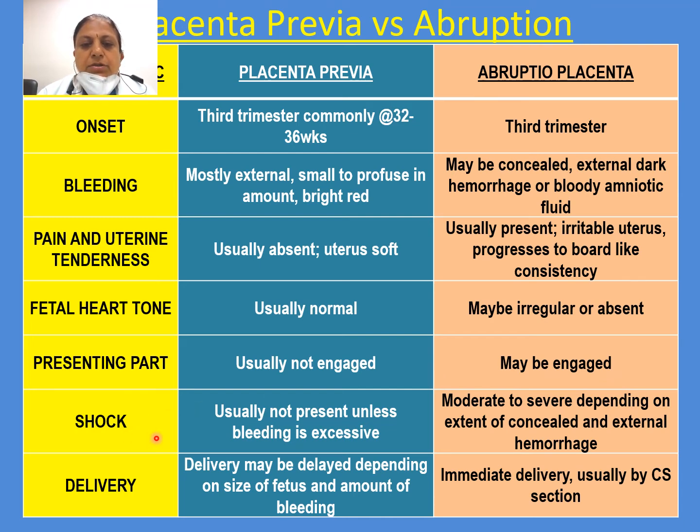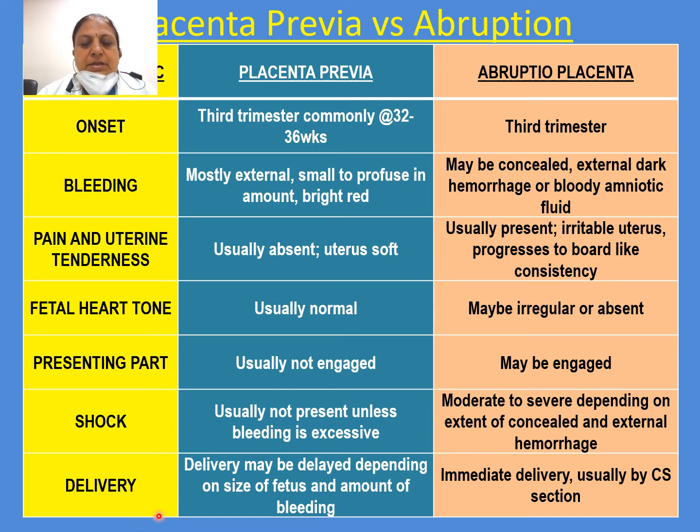Then coming to shock. Usually shock is not present in placenta previa unless the bleeding is excessive. But in abruptio placentae, moderate to severe shock is present. In the concealed variety, there may be no externally visible bleeding, but the patient is in shock. So think of abruptio placentae if you identify that the uterus is tender and tense, the fetal heart rate is irregular, and there may be externally revealed bleeding, or there may be absent external bleeding.